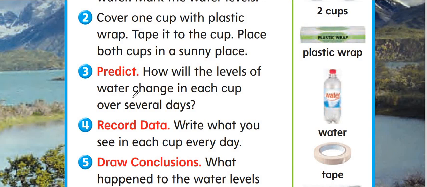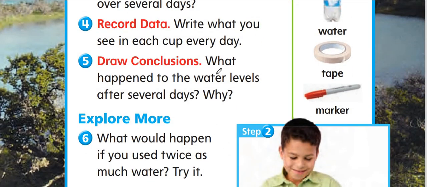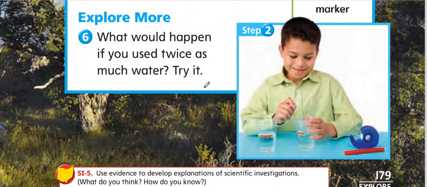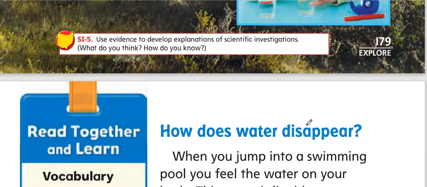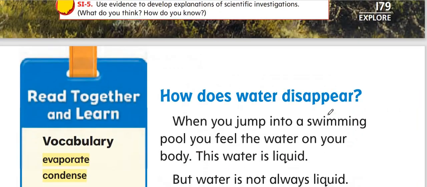Predict whether the level of the water will change, and record the data. Write what you see in each cup and draw a conclusion. What would happen if you used twice as much water? Okay, so we are going to just collect the data.